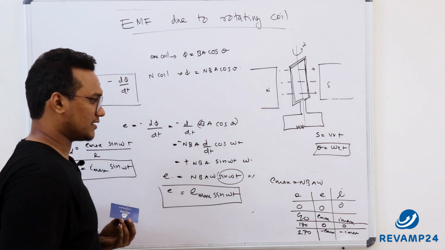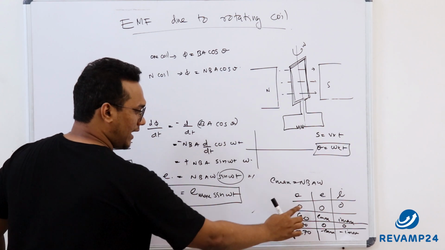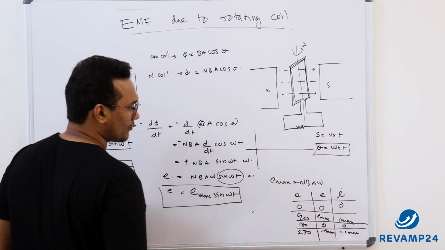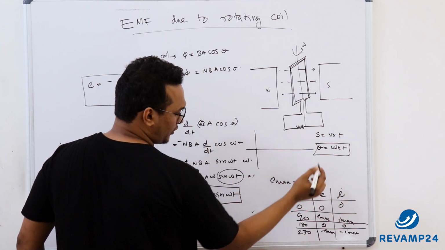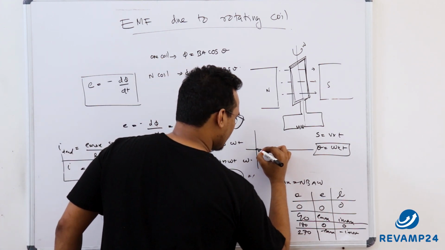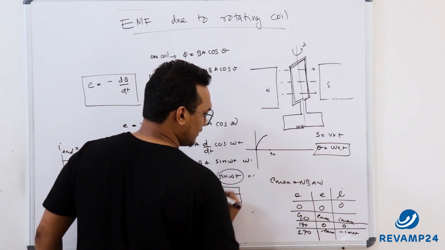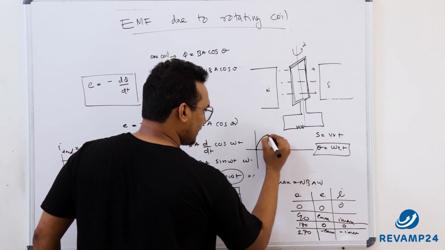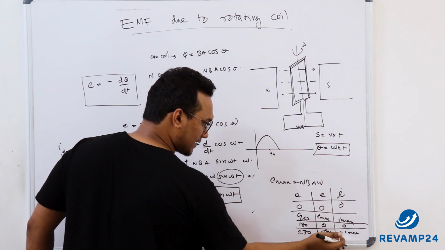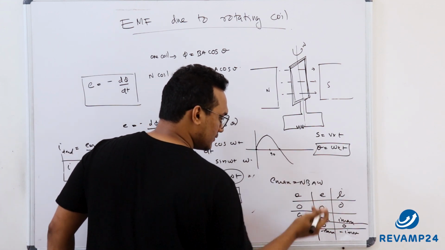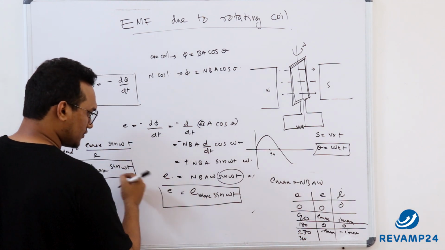So the direction changes. Now I am going to plot a graph here. This is very important. At 0, this is the angle 0. At 0, current and EMF are 0. So this is the graph for EMF first. EMF starts increasing from 0 to a maximum value at 90. At 180 that comes to 0. Then at 270, E max is going in the negative direction, so that is minus E max. Then at 360, this will again be 0.